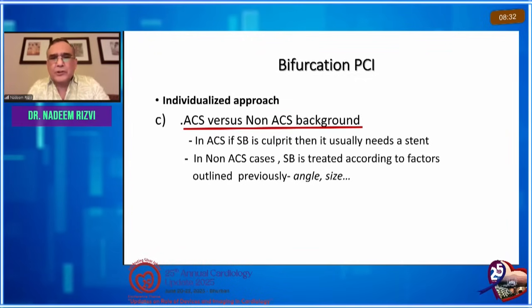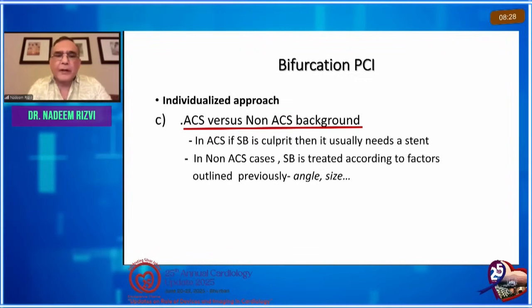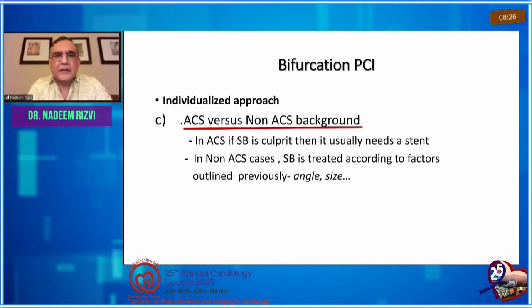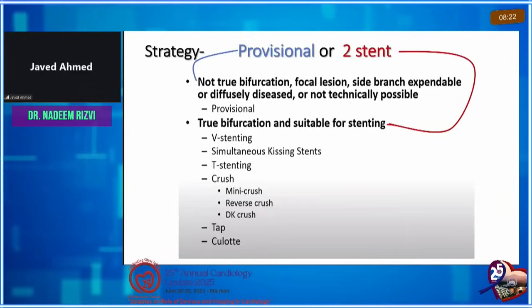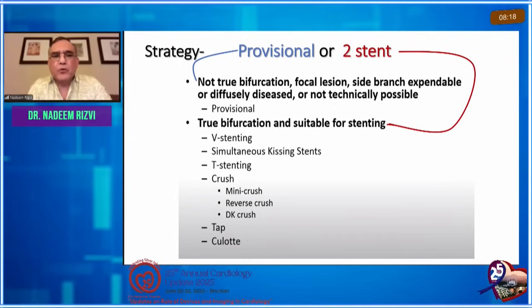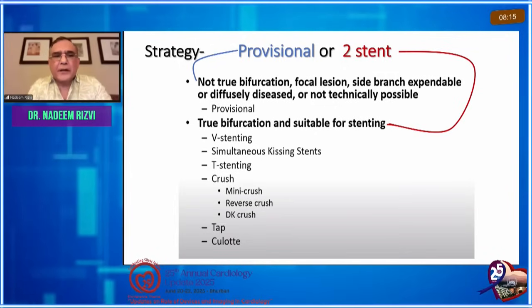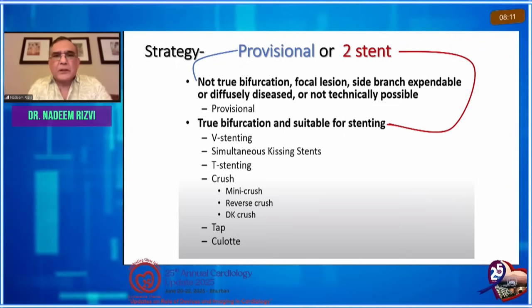In a non-ACS situation, the side branch is treated according to factors that I have outlined previously, which is the angle, size, etc. So the strategy: if it's not a true bifurcation, a focal lesion, side branch expendable, etc., you can do provisional. In a true bifurcation suitable for stenting, you can do all these techniques, which I'm not going to go through, the two stents.